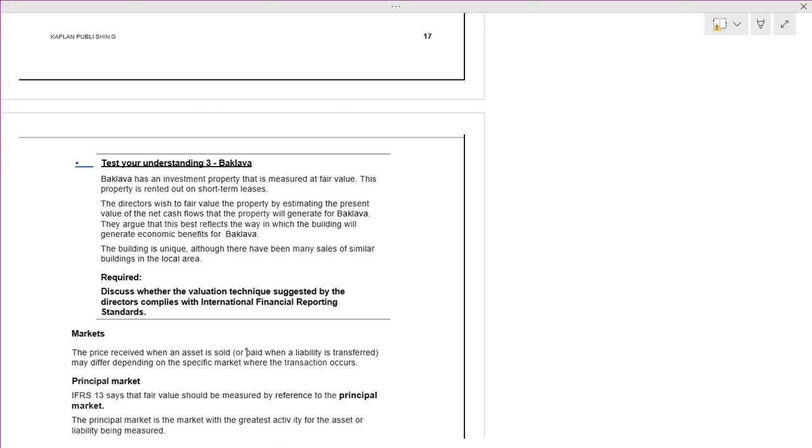Baklava has an investment property under IAS 40 that is measured at fair value. This property is rented on a short-term lease. The directors wish to fair value the property by estimating the present value of net cash flows the property will generate. They argue that this best reflects the way in which the building will generate economic benefits for Baklava. The building is unique, although there are many sales of similar buildings locally. Discuss.